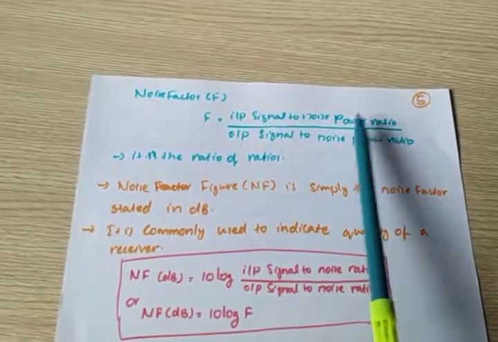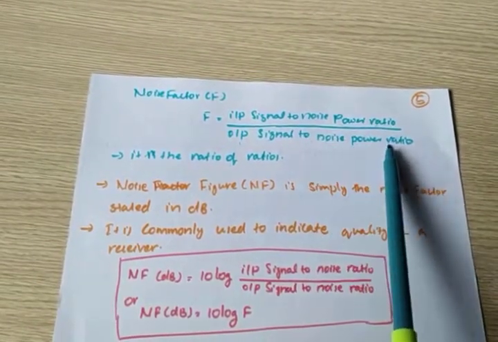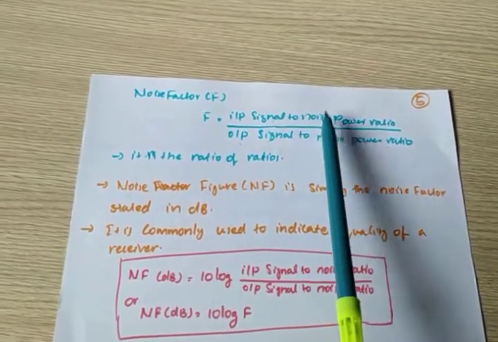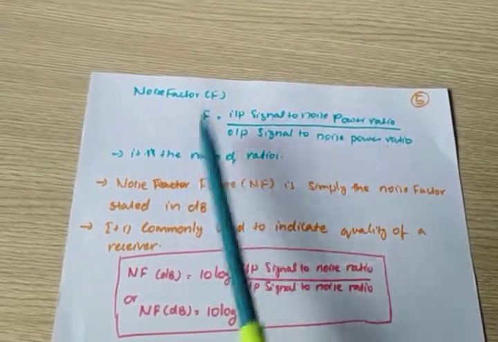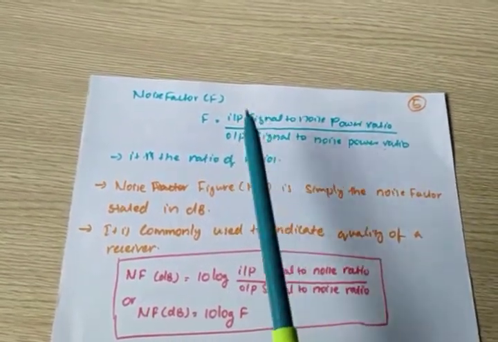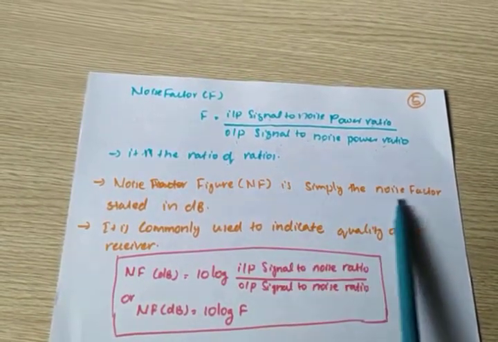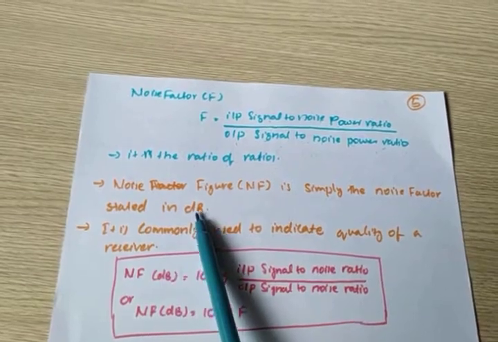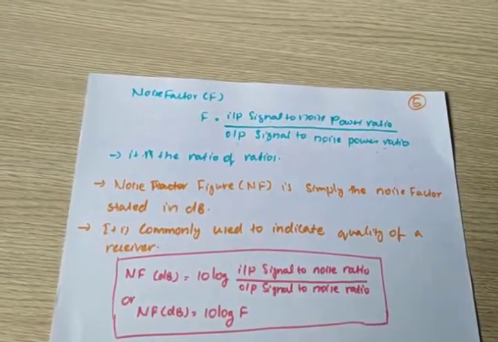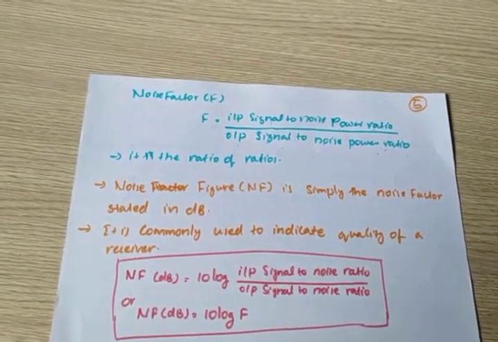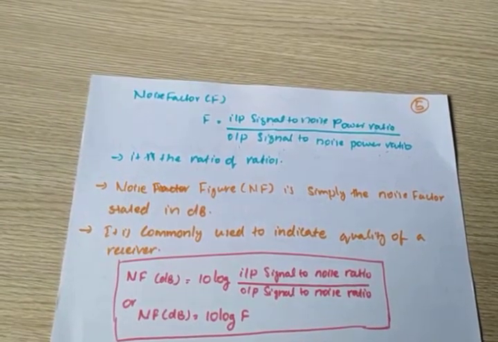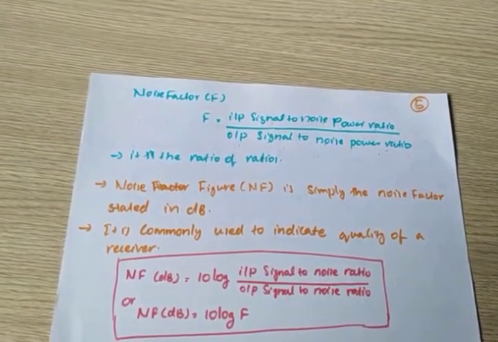Input signal to noise ratio by output signal to noise ratio, or we can write as Si by Ni by S0 by N0, that is noise factor F. And noise figure is represented as NF. It is simply the noise factor in dB. We know what is noise factor. Noise factor means input signal to noise ratio by output signal to noise ratio.